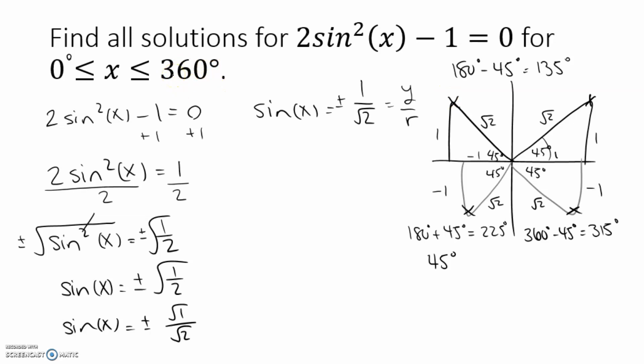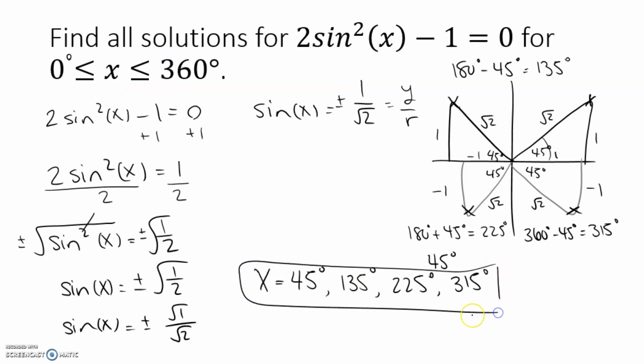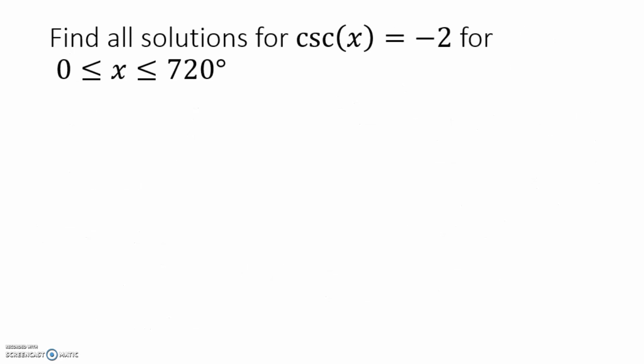Okay, so my x values are 45, 135, 225, and 315. Those are the only angles that will work for this formula within this interval. So those are your 4 answers right there. Now, anytime we are dealing with a reciprocal and we're trying to find all the solutions, there's only one more step that we need to do.